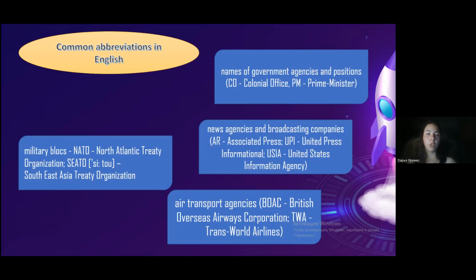The common abbreviations in English are the names of governments, agencies and positions: CO, Colonial Office; PM, Prime Minister; news agencies and broadcasting companies: AP, Associated Press; UPI, United Press International; USIA, United States Information Agency; military blocs: NATO, North Atlantic Treaty Organization; SEATO, Southeast Asia Treaty Organization; air transport agencies: BOAC, British Overseas Airways Corporation; TWA, Trans World Airlines.